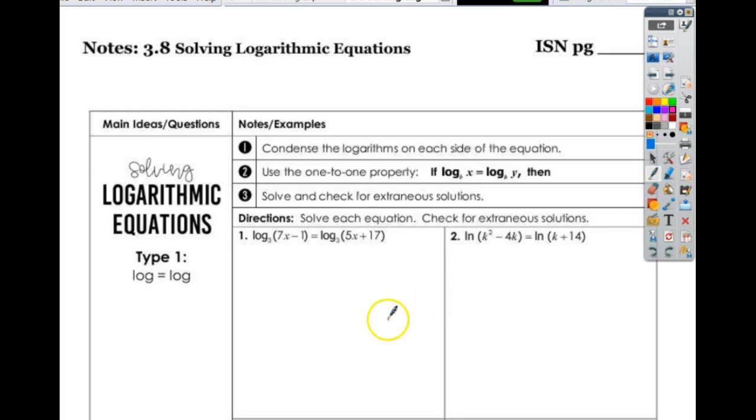Okay, so this is how this is going to work. So yesterday when the exponent bases were the same, we could solve the exponents, right? Now when the log is the same, we can set this equal to this. So there can only be one log, so then I get 7x minus 1 equals 5x plus 17. And we just solve. So I'm going to subtract the 5x.